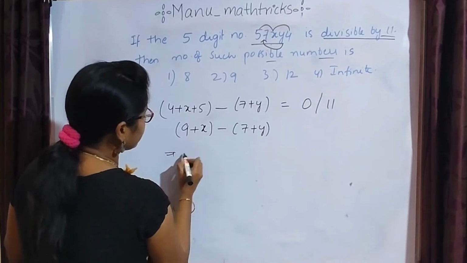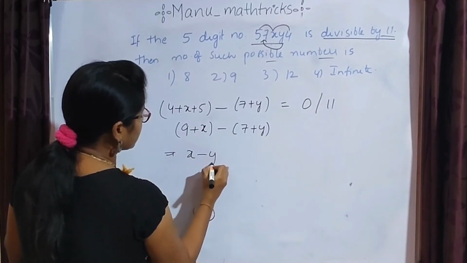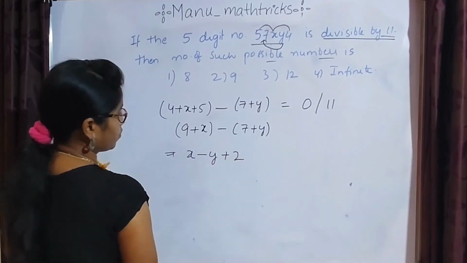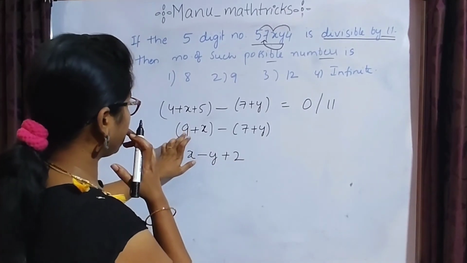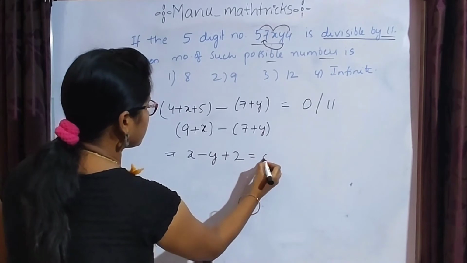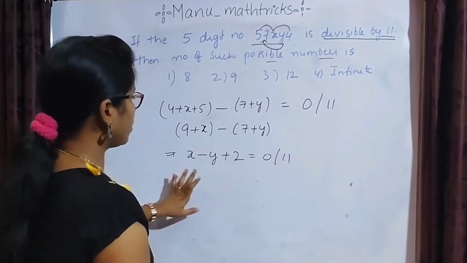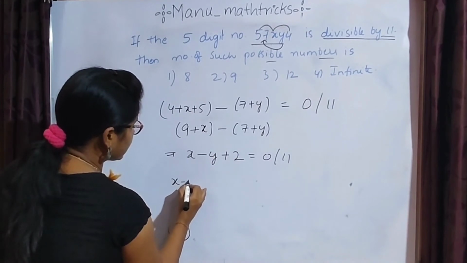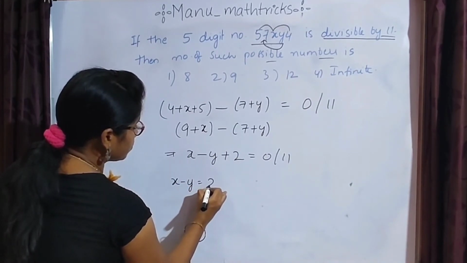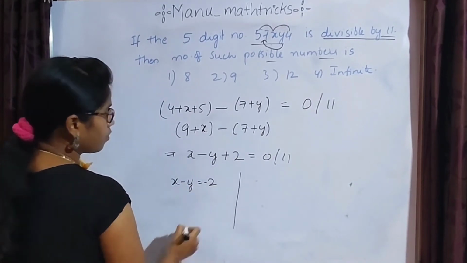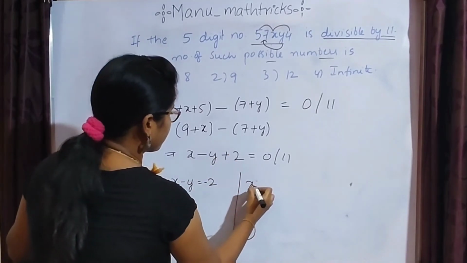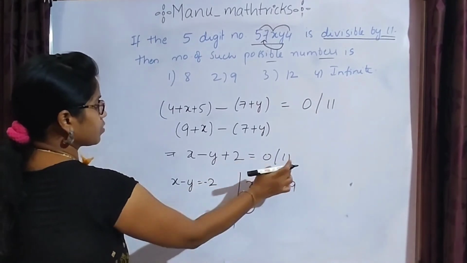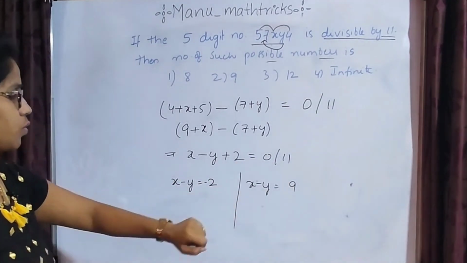Here again you write in this way, x minus y, 9 minus 7, that is plus 2, is equal to 0 or 11. Now we get two equation forms: x minus y is equal to minus 2 in one form, and x minus y is equal to 9. 11 minus 2 is equal to 9. These are the two equations.